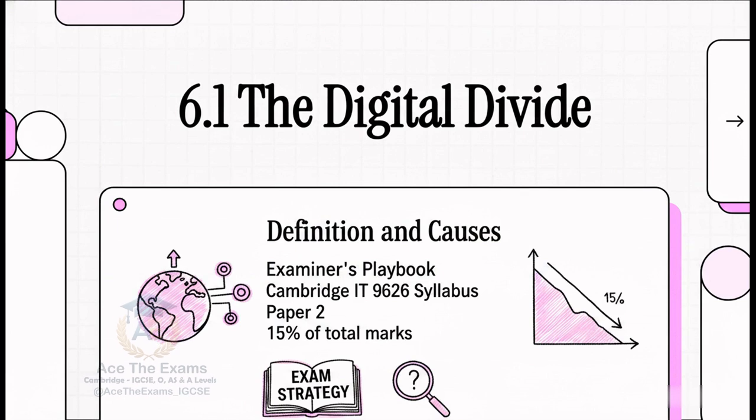Now, you might be sitting there wondering, why on earth are we zooming in on this exact section? Well, here's the secret. Mastering Section 6.1 accounts for roughly 15% of your total marks in Paper 2. Think about that for a second. That is a massive chunk of your grade, and it relies entirely on how well you understand not just the topic itself, but exactly how the examiners want you to write about it.